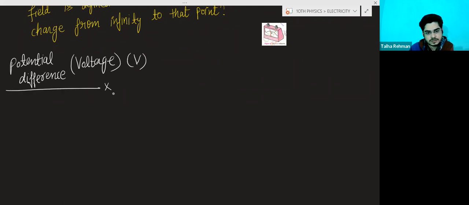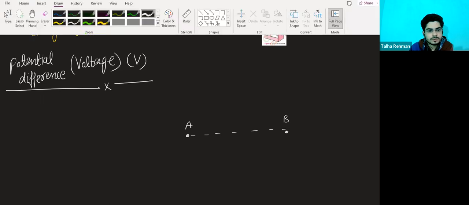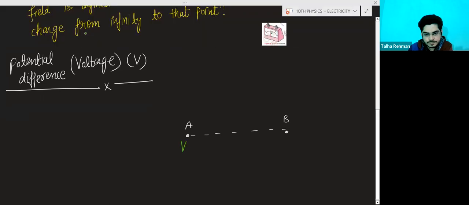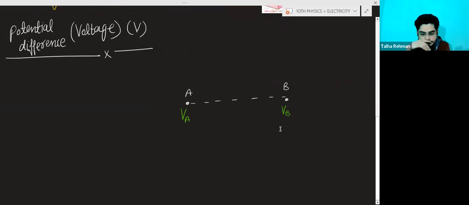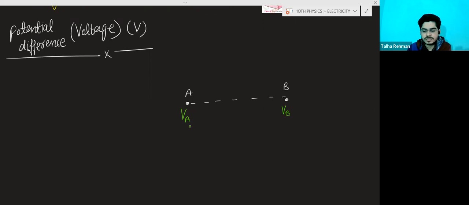Now what is this? This is one point and this is another point. Suppose this point is A and this point is B. So the potential at point A is VA. Suppose the potential at point B is VB. Electric potential at point A is VA and electric potential at point B is VB. Potential difference simply means VB minus VA.